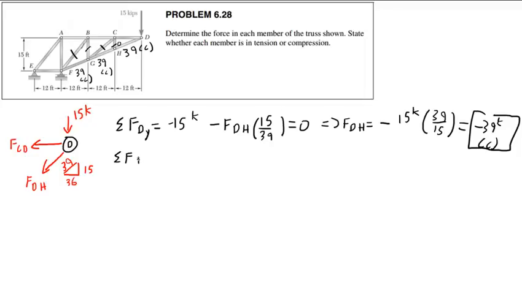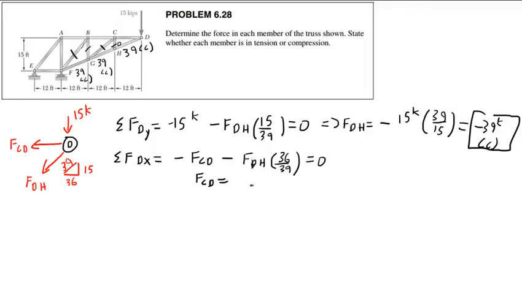Sum of forces on joint D in the x direction is going to be negative FCD minus FDH, looks like a P, but it's a D, times 36 over 39 equals 0. When you say that they're all equal to 39, are they also all in compression? Yes. And again, I'm only able to do that because these are zero force members.